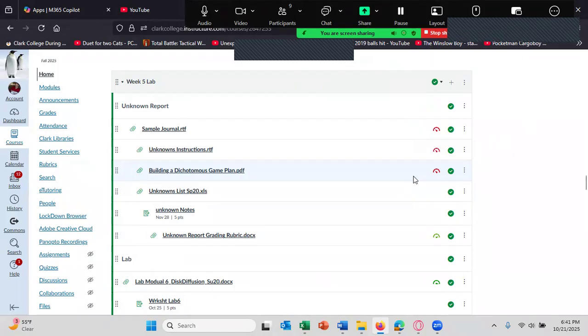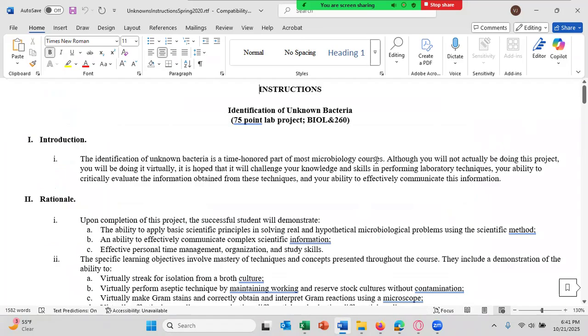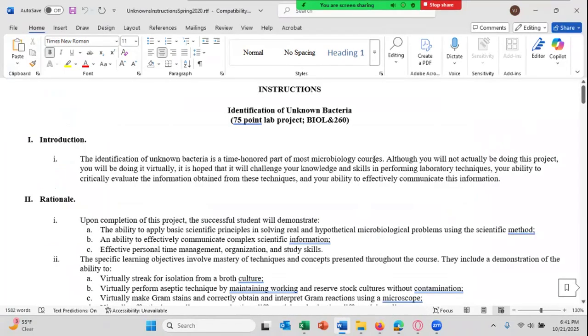All right, let's talk about the unknown project. You should have taken a look at the unknown instructions, at least looked at it. I think I've got that out here already. This is a 75-point lab project. Today we're going to start the unknown project.